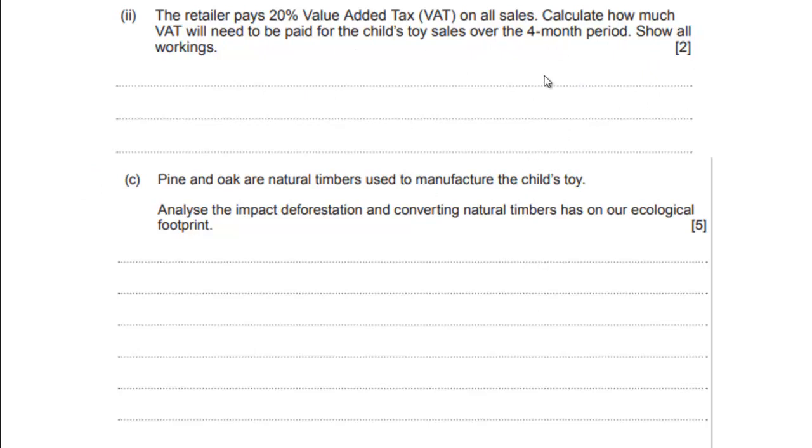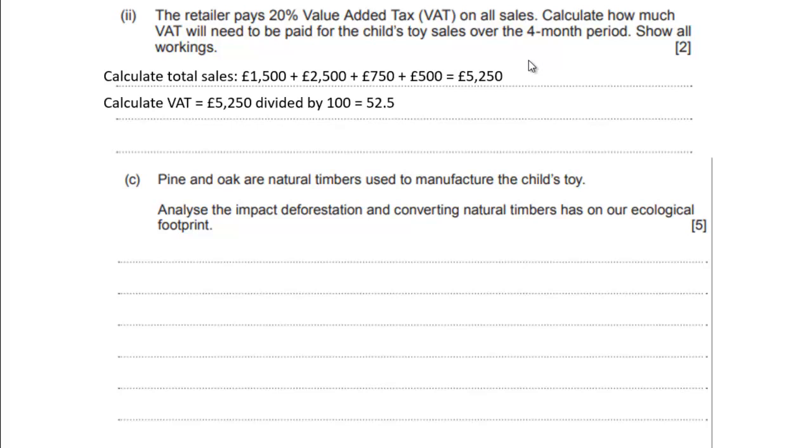So let's see if we can get this for 2 marks, and there's various ways you could do this. So the first thing I'm going to do is look at where it says over the 4-month period. So what I need to do is quite simple. I just need to add all of these together to get a total. So I added what was in December, January, February and March, and I've just made it add up to £5,250.